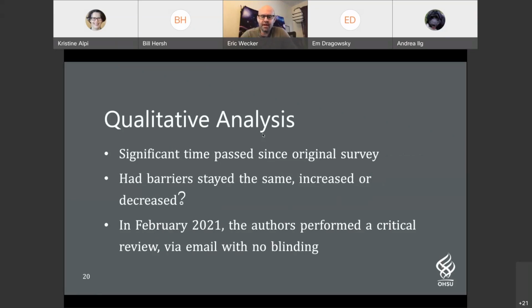There was a significant amount of time that had gone by since this survey closed. And so there's a question, did these barriers change in any way since then? Could this be more relevant now or less relevant now than it was at the time? So the authors did a critical review, and they just did this via email with no blinding, just to determine what was the change to these barriers. And they largely found that there was not significant change.